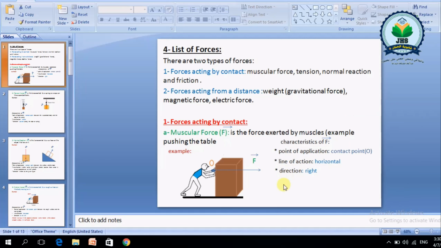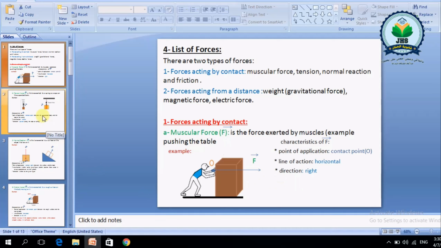Here we will ignore it. The point of application, from where the muscular force is applied, from where it starts. Meaning, from where the muscular force comes out. As you see, the muscular force is applied from the contact point, which is O. So the point of application is the contact point O. But what about the line of action? Is it horizontal, vertical, or oblique? In this figure, it's horizontal, and the direction is to the right direction.